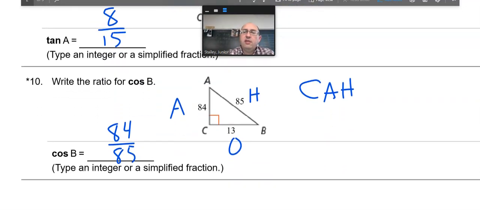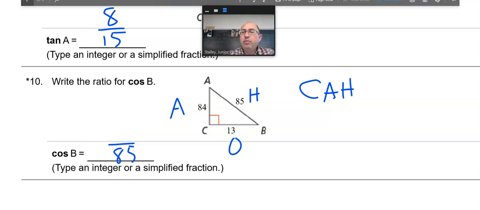Here's a cosine example. Now remember, you have to focus on the angle that they give you. As you can tell, I already screwed this up. You know why? Because the last two examples focused on angle A, and then they switch it up on me and go with angle B. I wasn't paying attention. Look at that. Glad I figured that out.